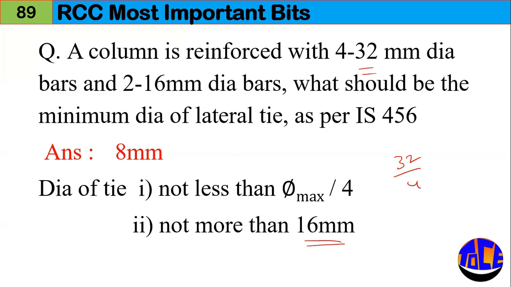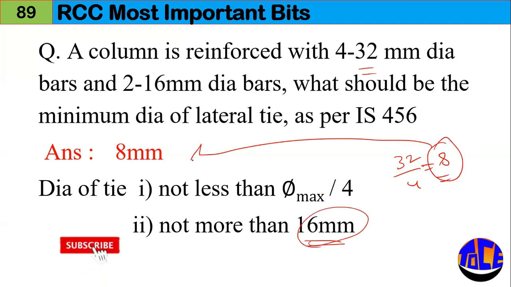So 32 divided by 4 means it will be 8, right? So it will be 8. It should not be less than this 8 mm, and it should not be more than 16 mm. Therefore the correct answer is 8 mm. You should not take a value lesser than 8 mm.